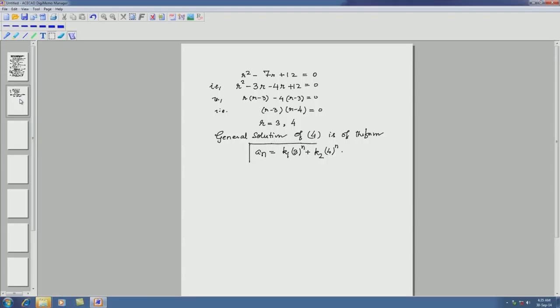Now, there is a theory dealing with linear recurrence relations which tells us that if we get the roots of the characteristic equation and if the roots are distinct, then the general solution, that is the general form of any solution, will be of the form a constant times nth power of one root plus another constant times nth power of the other root. We cannot go into details of the theory right now, but we can accept that for the time being.